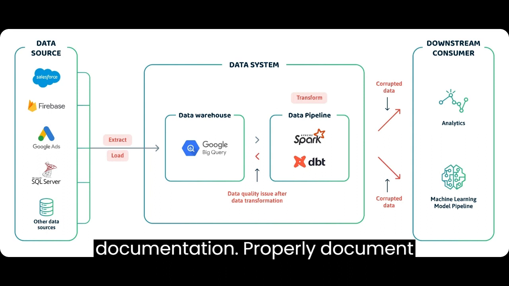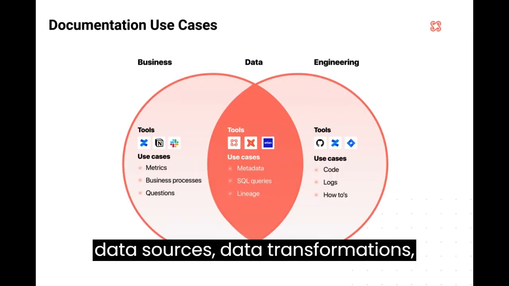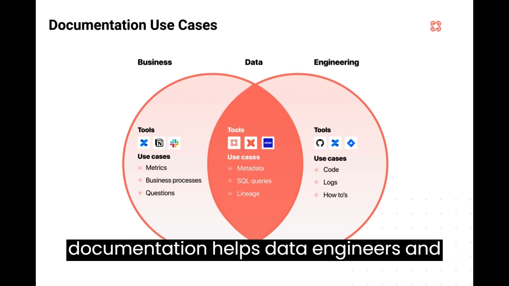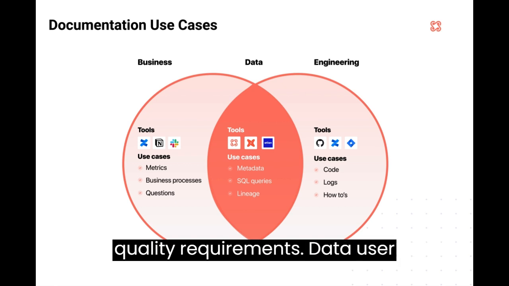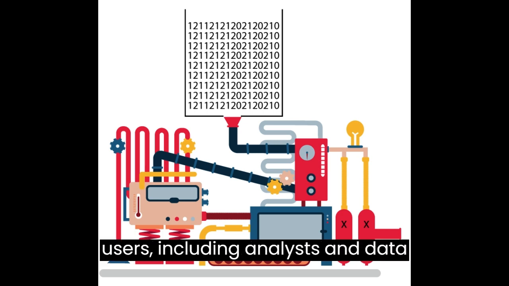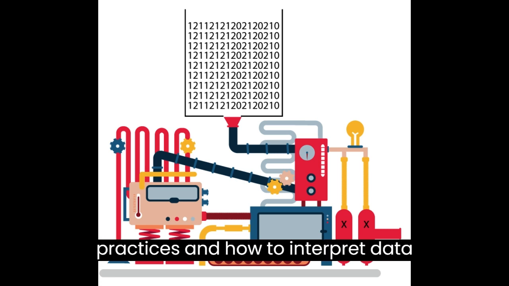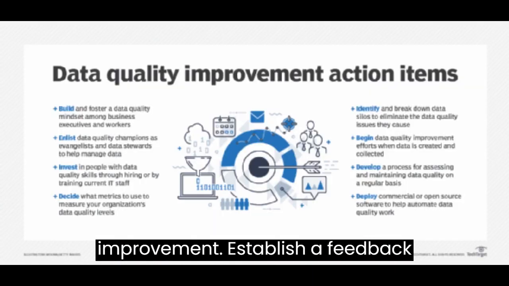Data documentation. Properly document data sources, data transformations, and data quality rules. This documentation helps data engineers and data analysts understand the data and its quality requirements. Data user training. Educate data users, including analysts and data scientists, on data quality best practices and how to interpret data quality metrics.